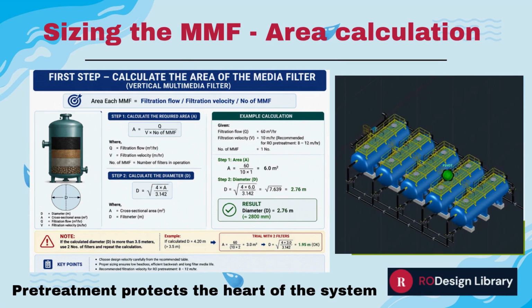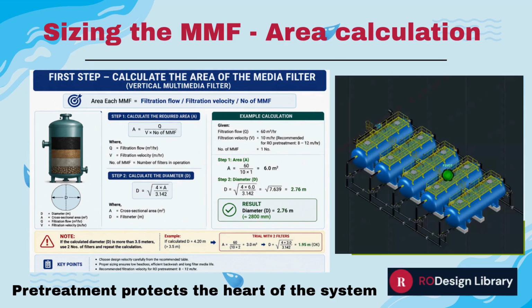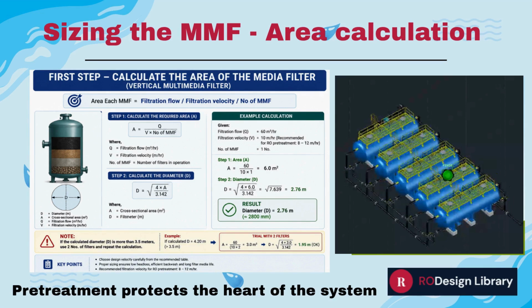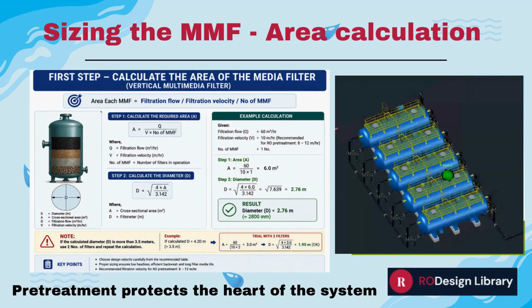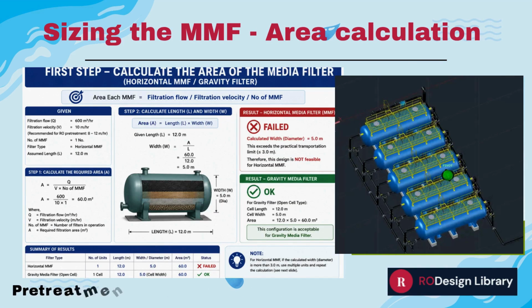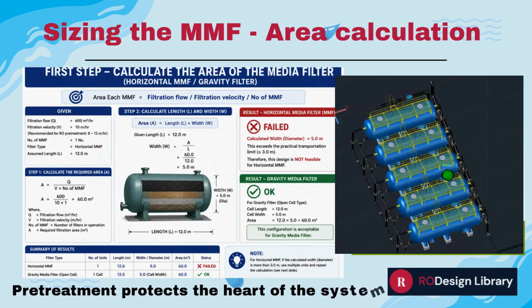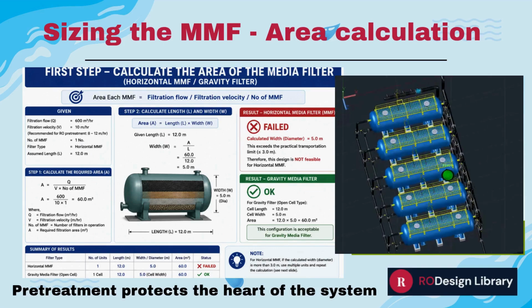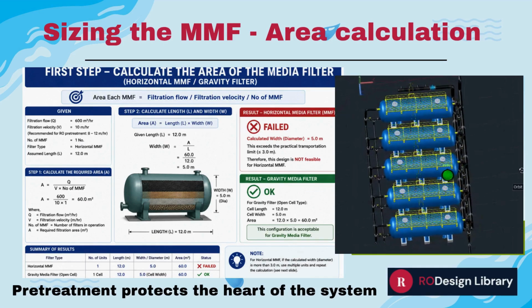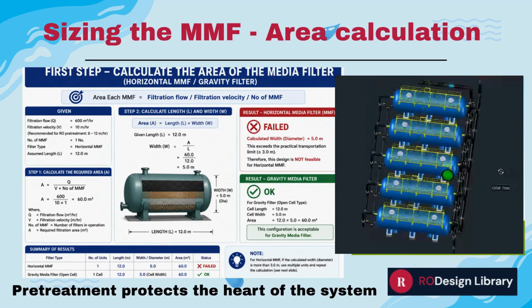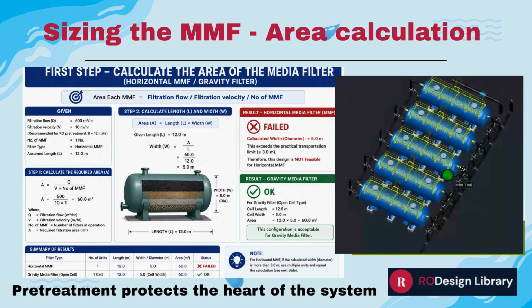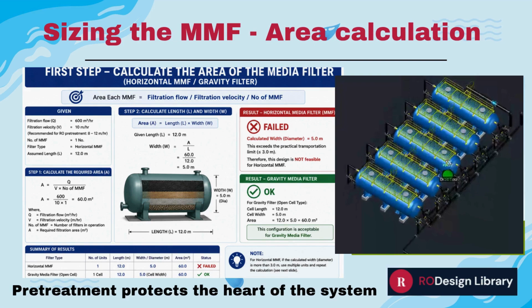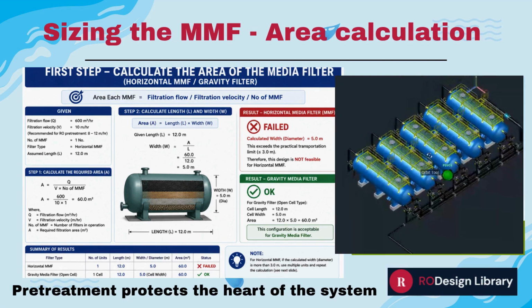If the calculated diameter exceeds 3.5 meters, select two filters and repeat the calculation until the diameter falls within a practical and economical range. Calculate the required filtration area from the flow and filtration velocity. Using a 12-meter vessel length, the calculated diameter is 5 meters, which exceeds the practical transportation limit of 3 meters. Therefore, this design is not suitable for a horizontal multimedia filter.